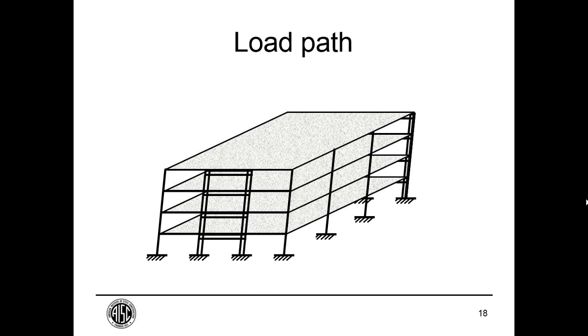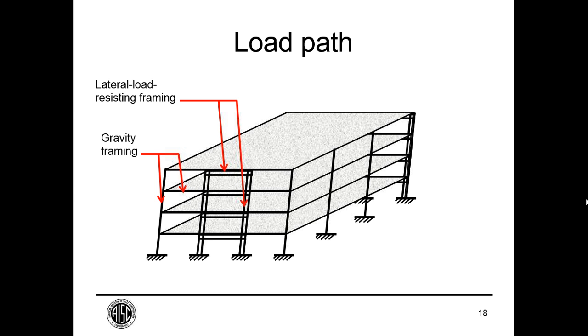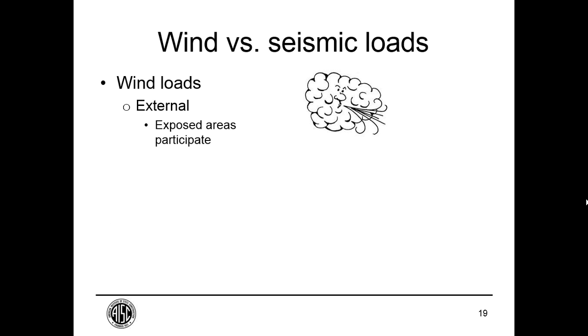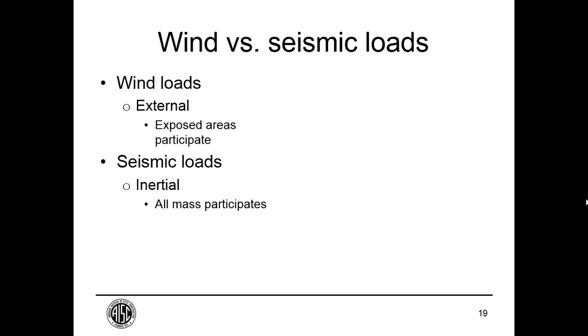So when we're talking about load path, here's the moment frame in this case, and that's the lateral load-resisting framing, and there's the gravity framing. If we have wind load, that's an external load, and the participating areas of the structure are those that are exposed to the wind. Seismic loads are not external. They're inertial. They have to do with the mass of the element. So all masses in the structure participate.